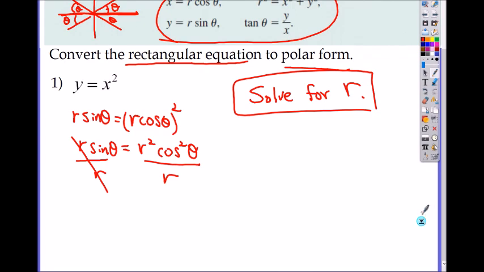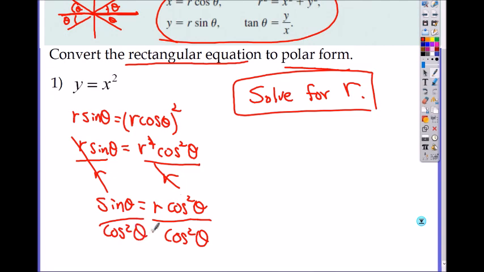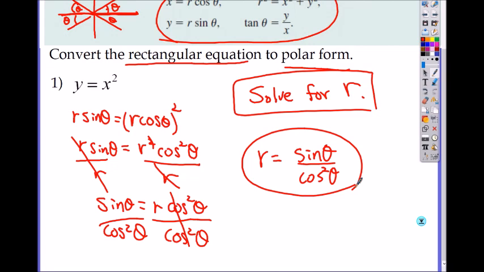Not r squared, we are solving for r. So you have r and r squared, so we can divide by r from both sides. So I get sine theta equals r cosine squared theta. Now what do I do to solve for r? Divide by cosine squared theta for both sides, so I get r equals sine theta over cosine squared theta. That's it. You're solving for r in terms of theta.